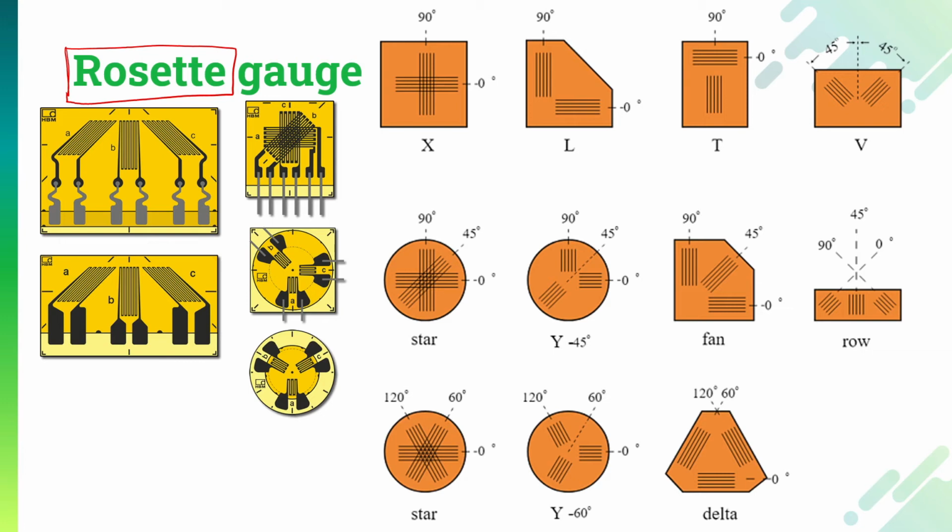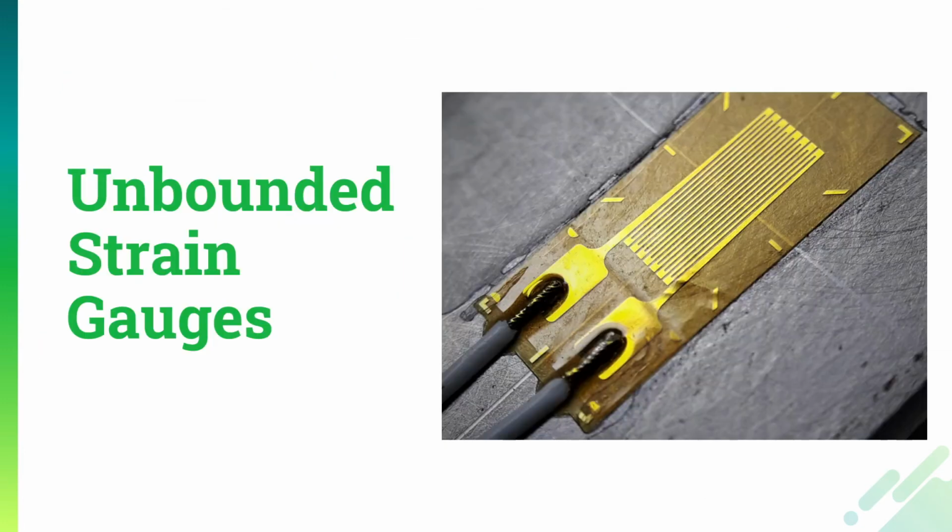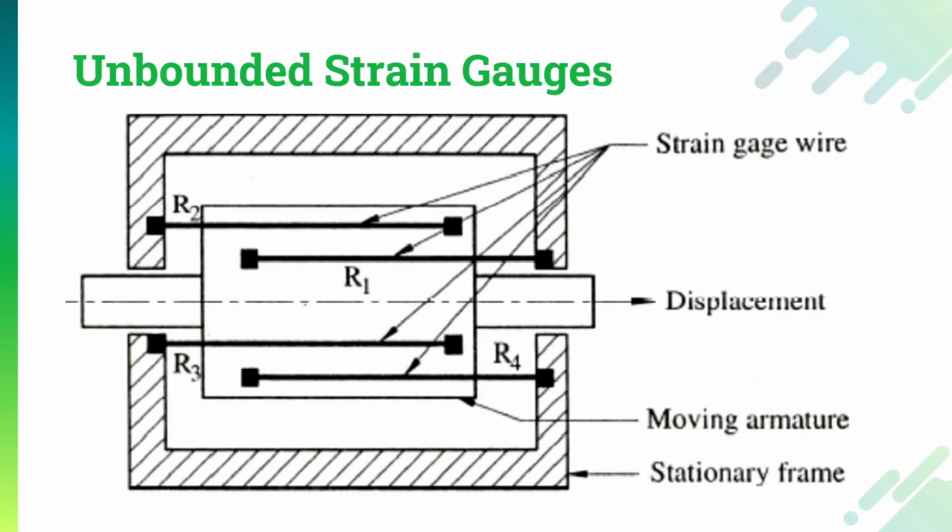Now let us understand the unbonded strain gauges category. When we talk about the unbonded strain gauge category, the backing material is not there in the unbonded strain gauges. So there will be only the strain gauge material available. Okay, so let us check out one of the strain gauges in the unbonded category.